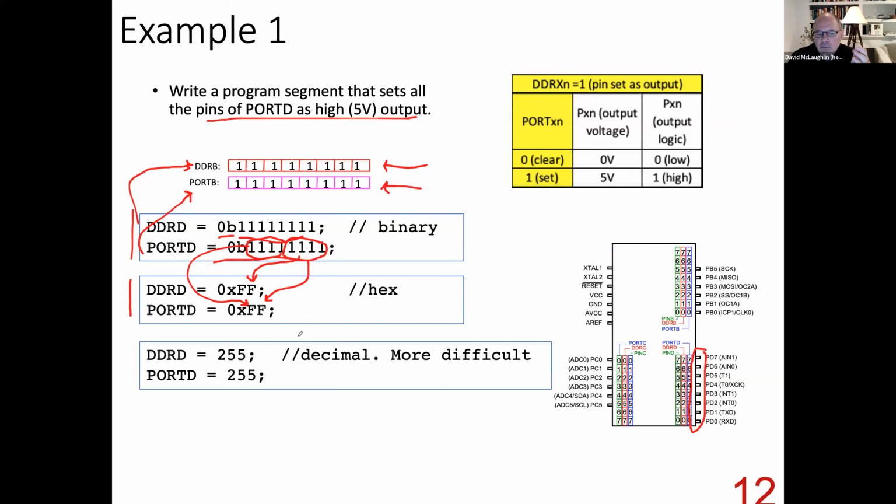Writing things out in binary is cumbersome because you have so many 1s and 0s, and it's hard to even count how many 1s there are. Just try to count how many 1s you have there; it can be challenging. Whereas when you write it as 0xFF, once you get the hang of that, you'll say, we're making all these high. You could also do it in decimal, but it's much harder to convert between binary and decimal. You can't do that automatically. That's why it's more difficult.